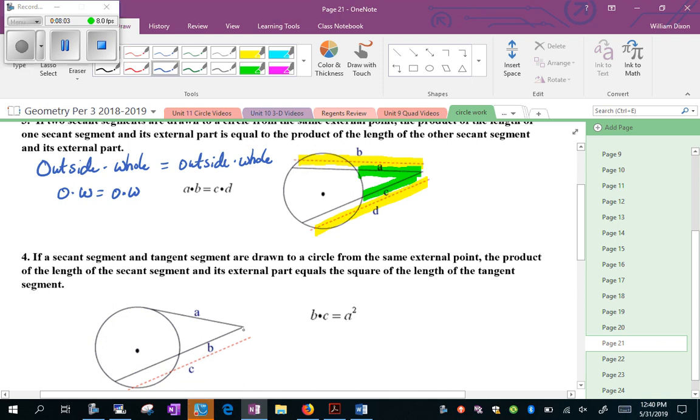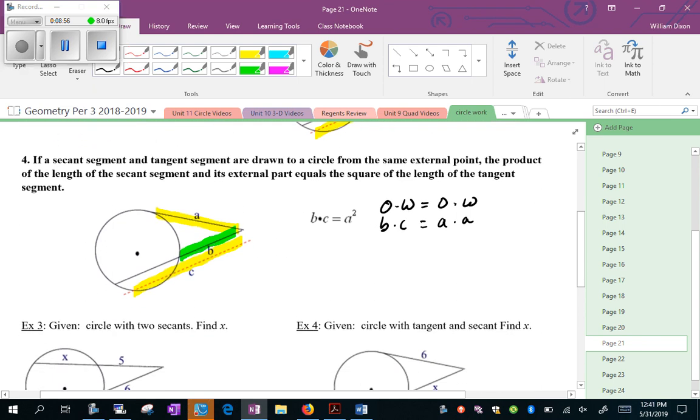All right, so that's saying that I'm going to take A, that's A squared, that tangent line squared, and that's going to equal the product of the whole amount times the outside amount. If you think about it, it's kind of the same, except you're squaring that A piece. So that's going to be O times W again equals O times W. Well, that's going to be B times C if I'm substituting in. So you can think about this in a different way, and that's going to be A times A squared.